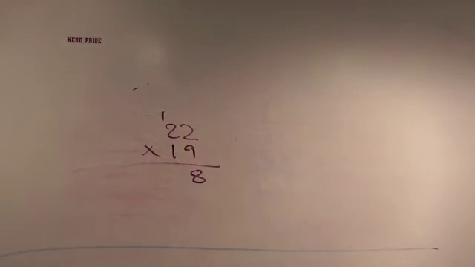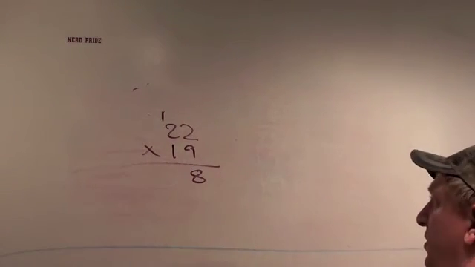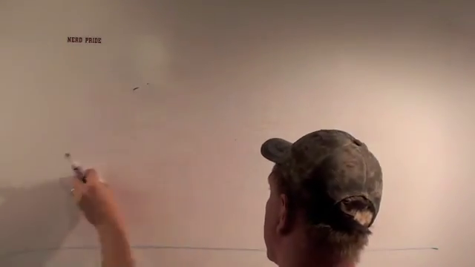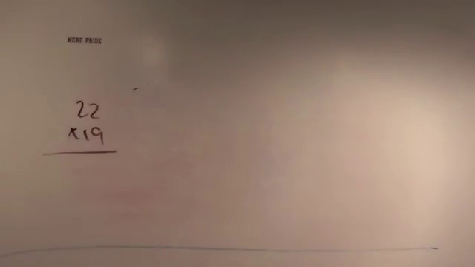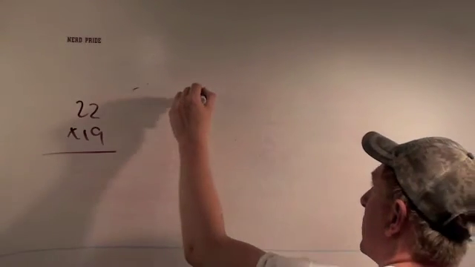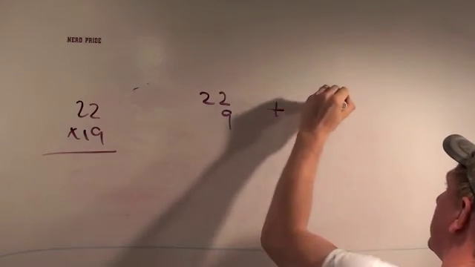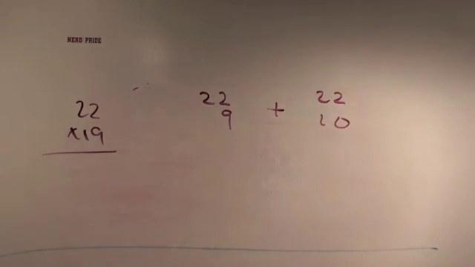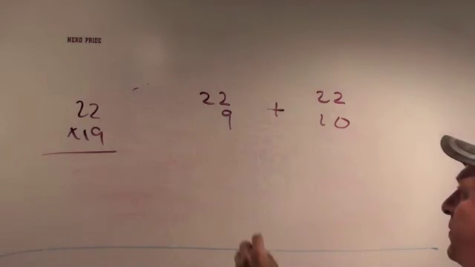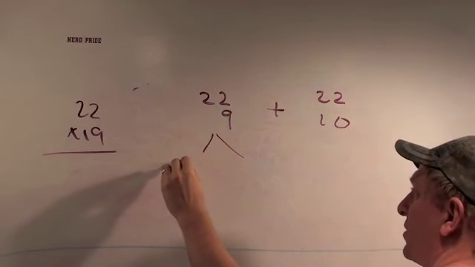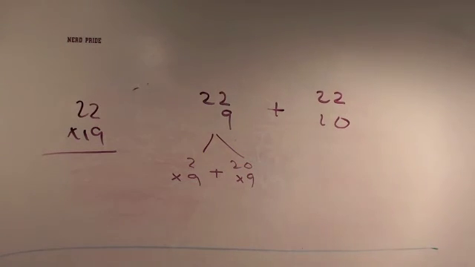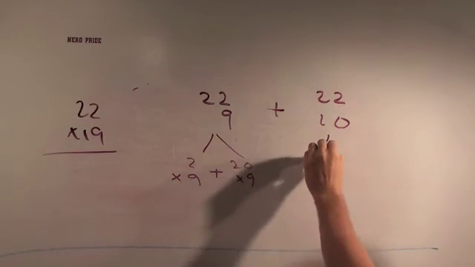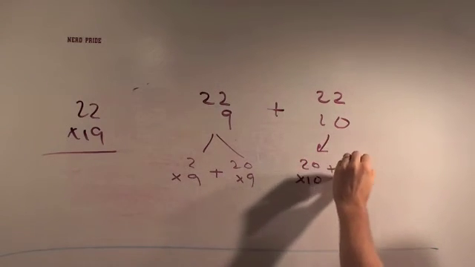So let's go back and remember what we're doing here when we do 22 times 19. It's actually important to know. Well, we could do 22 times 9 plus 22 times 10, and that would be the same thing as 22 times 19, right? 22 times 9 is going to be the same as 2 times 9 plus 20 times 9, right? And this 22 times 10 is going to be the same as 20 times 10 plus 2 times 10, right?